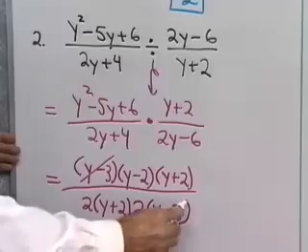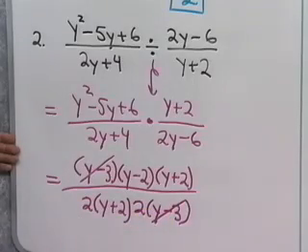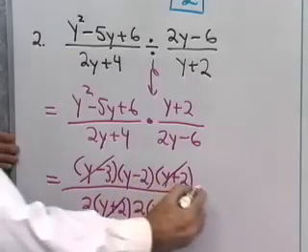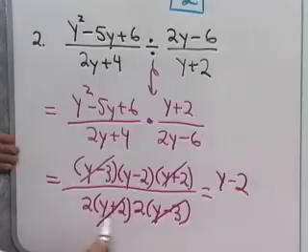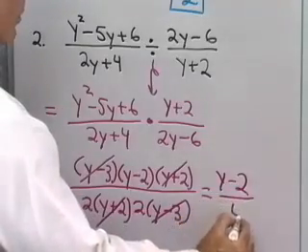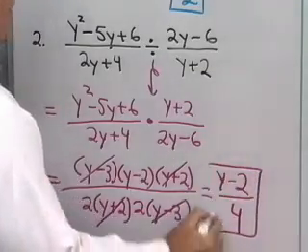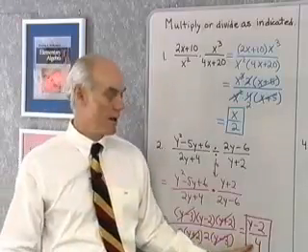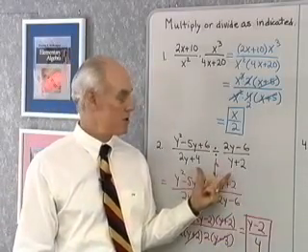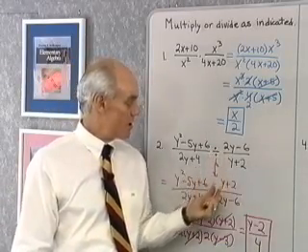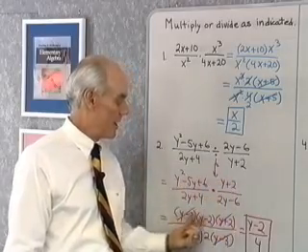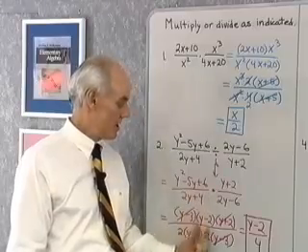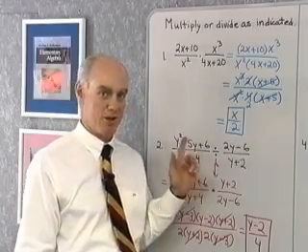Now I look for factors common to the numerator and denominator. I have a y minus 3, that will divide out. A y plus 2, that will divide out. And then in the numerator I have left y minus 2, and in the denominator I have 2 times 2, which is 4. So that is the quotient of these two rational expressions. So I see I have division, I change to multiplication by the reciprocal. Now I multiply and factor at the same time. So I saved one step in this problem that I showed in the first problem.